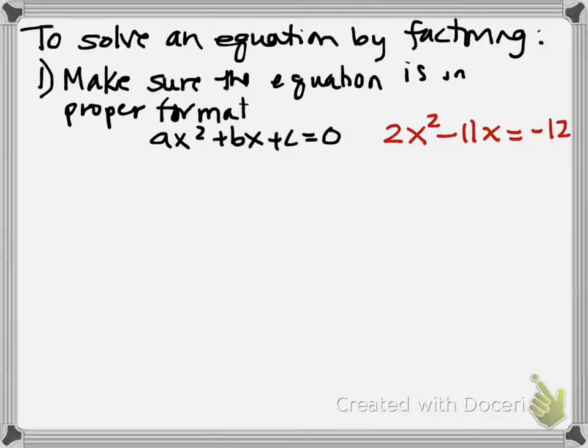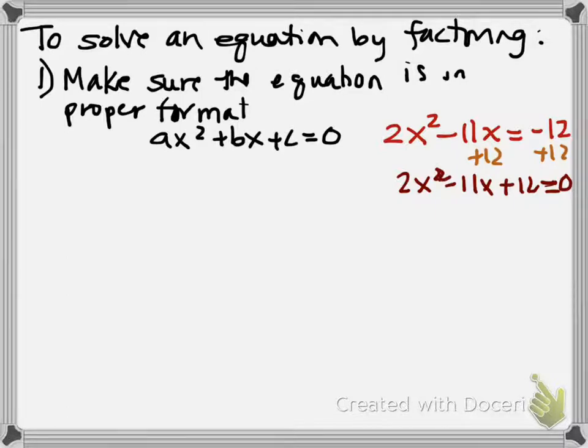Okay. So let's look at our example. 2x squared minus 11x equals negative 12. Good to go? Oh, we're not, because it's not in the proper format. So we're going to make sure we do our math. We're going to add 12 to both sides. And now our equation is going to be 2x squared minus 11x plus 12 equals 0. Okay, now once we have that, then we're ready to carry on with the next step.